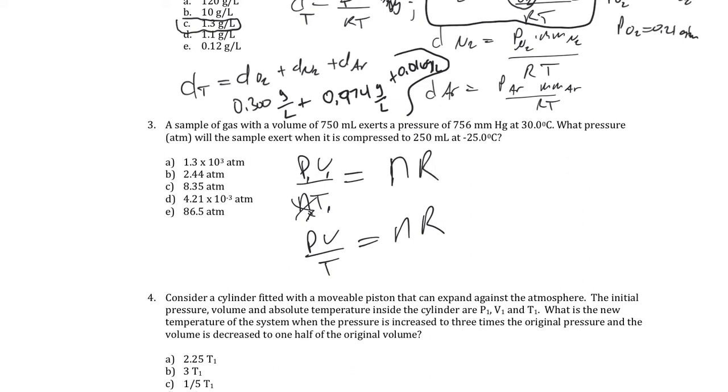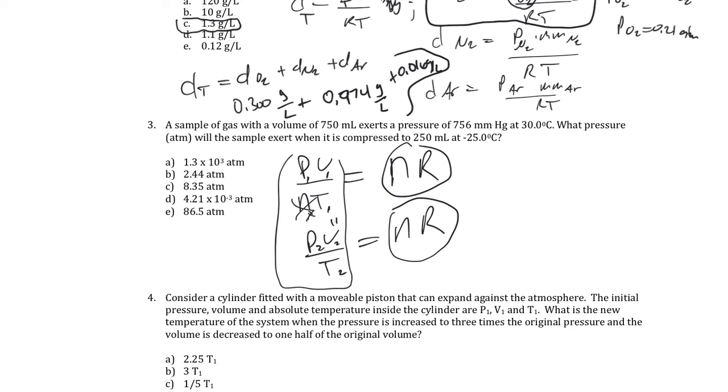So our P2 V2 over T2 should still be equal to nR, because n's not changing, R is not changing, they're constant. And so PV is equal to nRT. If we're changing the pressure, volume, and temperature, they're both equal to nR, so therefore they have to be equal to each other. So that's how we come up with this simple relationship, that P1 V1 over T1 is equal to P2 V2 over T2.